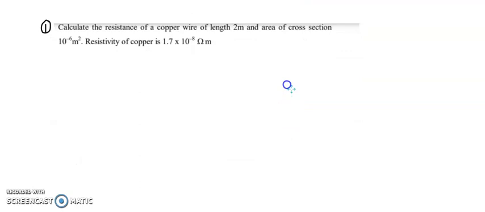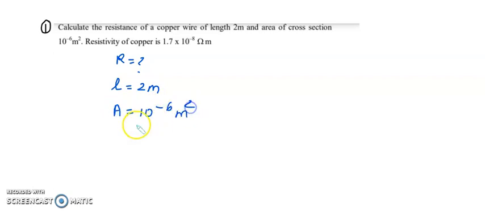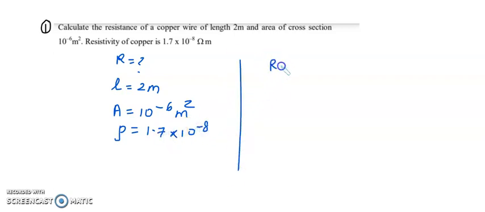The first question: calculate the resistance of the copper wire. That means I need to find my R, right? Length is given to be 2 meters. Area of cross section is given as 10 raised to minus 6 meter square. And the resistivity, rho, is given as 1.7 into 10 raised to minus 8. So we have to find the resistance. So R is equal to rho L by A.